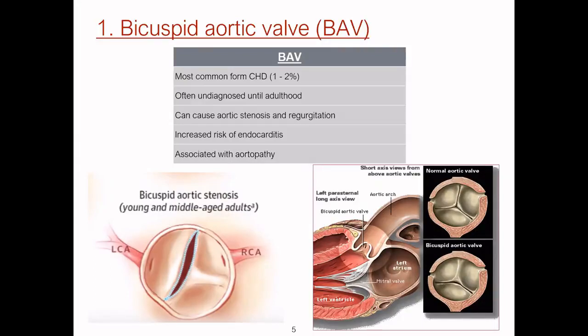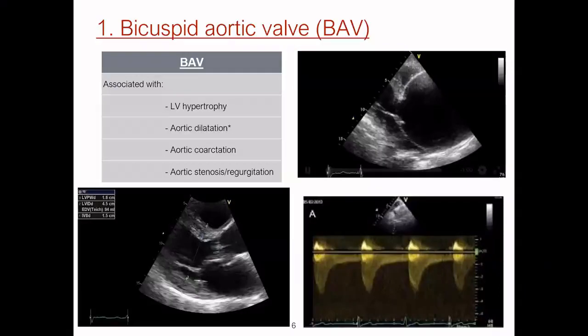And the most common presentation of these patients is an incidental systolic murmur. These patients also have an increased risk of endocarditis, around 30 times greater risk than the normal person. And bicuspid aortic valve is also associated with aortopathies. Some of the other things that it's associated with are left ventricular hypertrophy, aortic dilatation, like I said, aortic coarctation, and aortic stenosis or regurgitation.